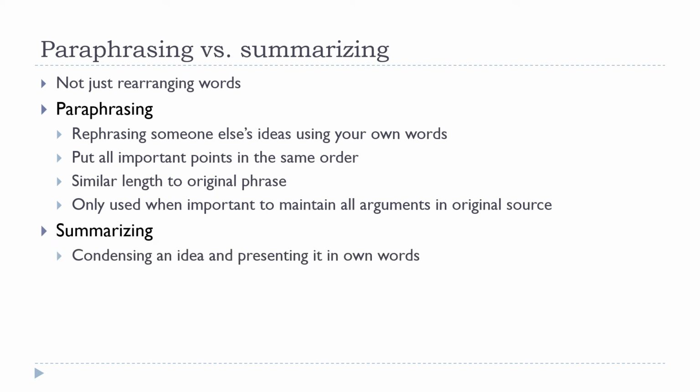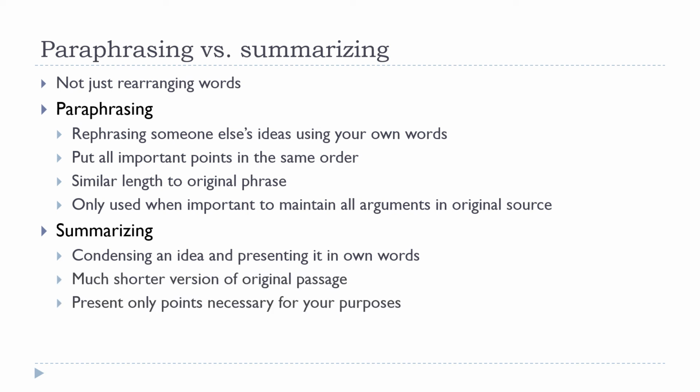When you're summarizing, you're taking someone else's idea and condensing it and presenting it in your own words. It tends to be much shorter, and you're picking and choosing what you think is relevant. So if the original author says point A, point B, point C, point D, and you're only interested in point C, you only talk about point C. So you don't have to talk about A, B, and D if it's not relevant. It's much easier to avoid plagiarism when you're summarizing than when you're paraphrasing. So that's just a general note.